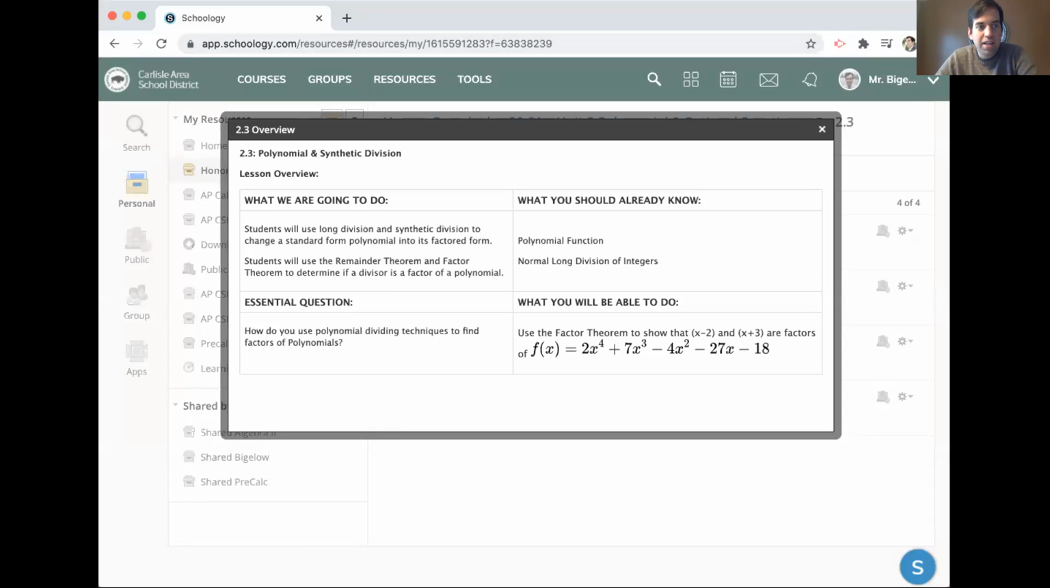All right, honors pre-calc today, we're going to be starting 2.3, polynomial and synthetic division. This is the third of 7 lessons in chapter 2. Here's what we're going to do today.